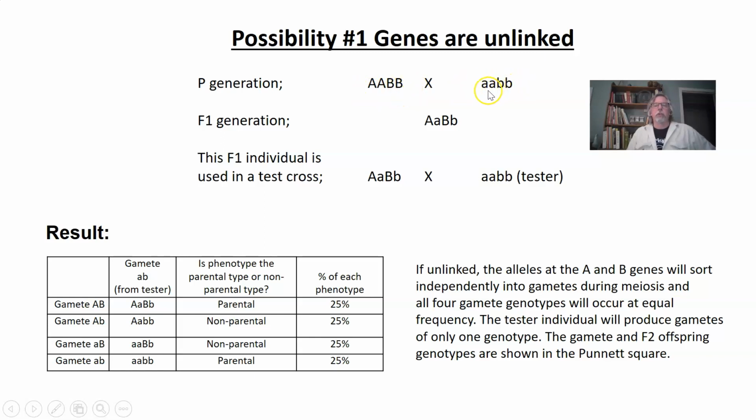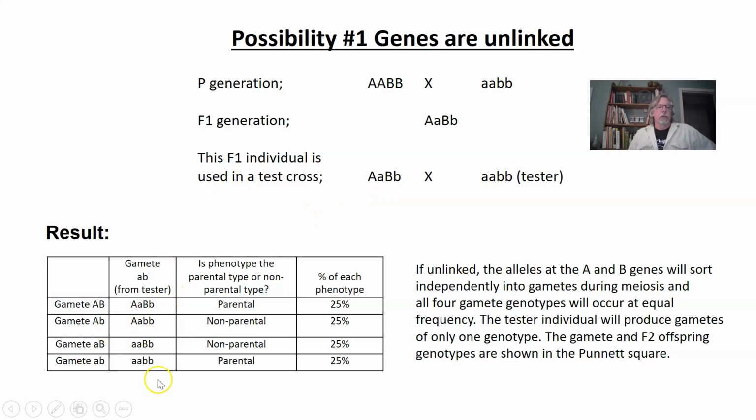Here's the tester individual, homozygous recessive for both genes. The F1 is going to be heterozygous for both A and B. And then here is the diagnostic cross. Cross the F1, double heterozygote to a tester. It's a double heterozygote test cross or a dihybrid test cross. Either of those would be correct.